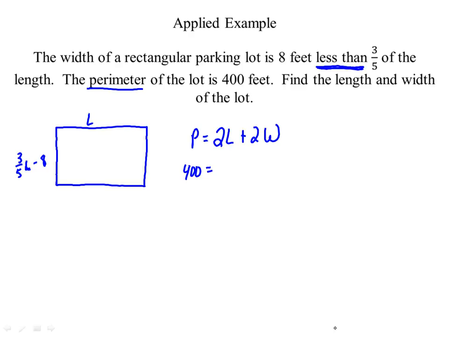Alright, so let's substitute in. 2 times the length. We don't know anything about the length, so that's just going to be L. Plus 2 times the width. The width is 3/5 L minus 8. See if you can do it. Can you get a mixed number? Not with the answer, but with the problem. Yeah, because when you distribute that 2, you should get a mixed number, right? Or an improper fraction, whatever you want to do.